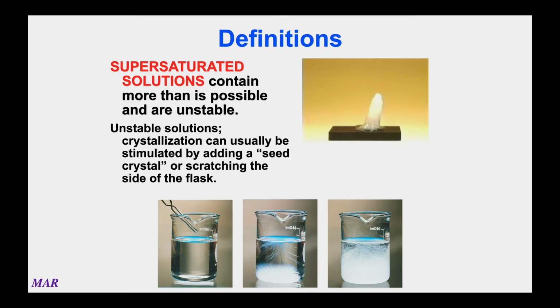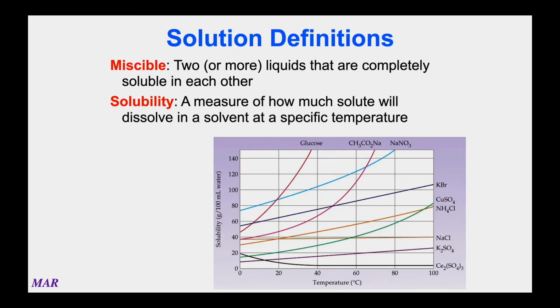This is the supersaturation process, and there are some kind of neat uses for it. For us, though, it's just more entertaining. I think that's kind of cool how they can build that little structure of sodium acetate, but I am a chemist. Other definitions which are important include miscible and immiscible, as well as solubility.